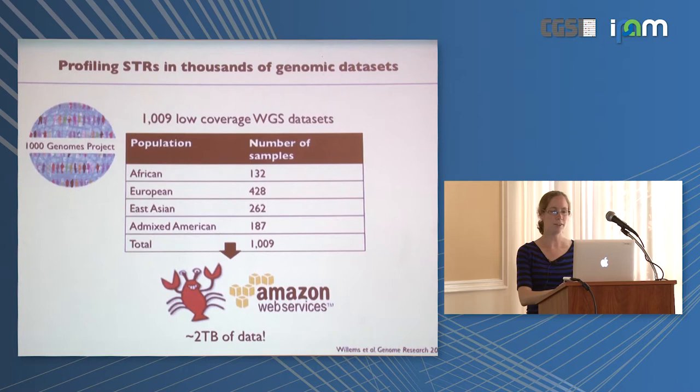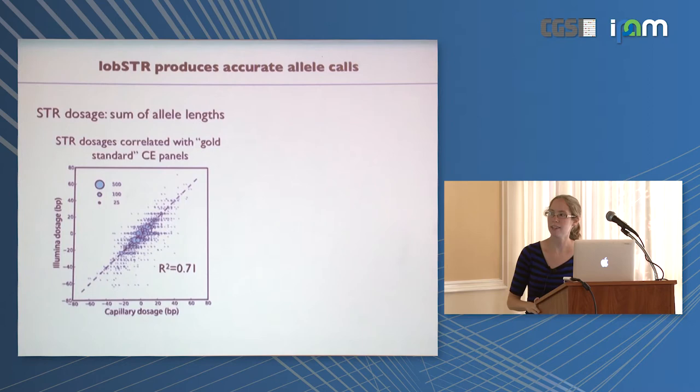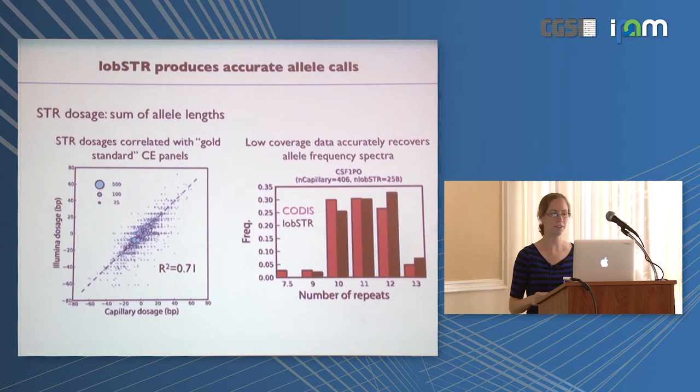Okay, so we did this comparison to the capillary data. I've already explained this type of plot. But basically our correlation with the capillary data for 1,000 genomes was 71%. So, you know, we're picking up some true alleles, but it's not particularly impressive at the per genotype level. We also wanted to see how well we could get just allele frequency distributions from the population. So this is low coverage data. Our individual genotypes aren't that great.